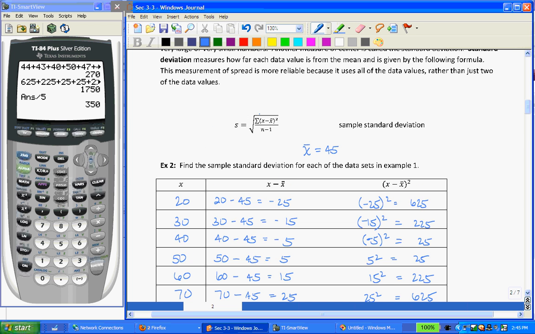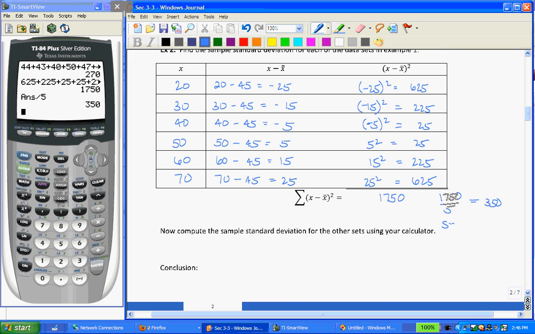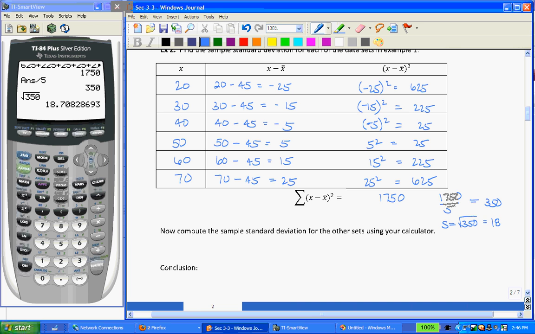Okay, so our formula, we subtracted the mean for each value, we squared those, we summed them all up, we divided by n minus 1, and the very last thing we need to do is take the square root. So the sample standard deviation will be the square root of 350. So second square root, which is above your x squared key. And that gives us 18.71 rounded to the second decimal place. Okay, so that's quite a lot of work doing it by hand.